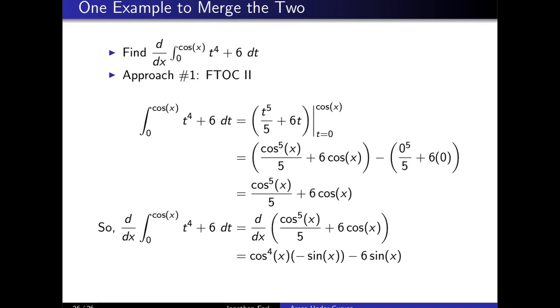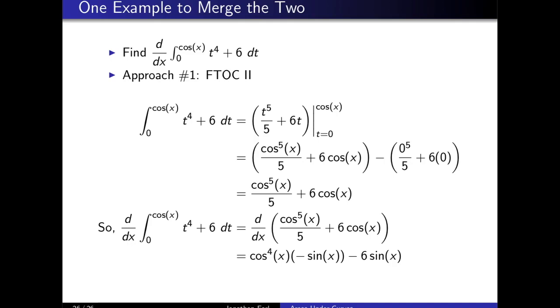So we could easily find an antiderivative for t to the 4 plus 6 to be t to the 5 over 5 plus 6t. And then we're doing a definite integral, so we're going to evaluate our antiderivative at cosine of x and also 0. There's no problem at all with the bounds on the definite integral being some function. So like cosine of x, totally legitimate.